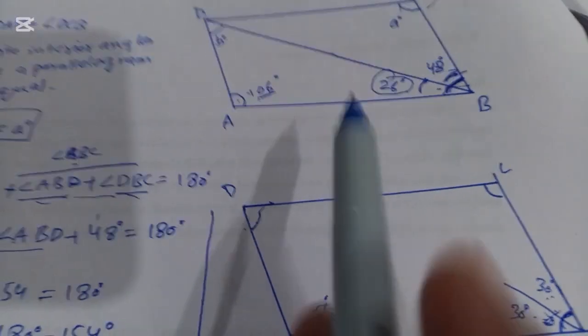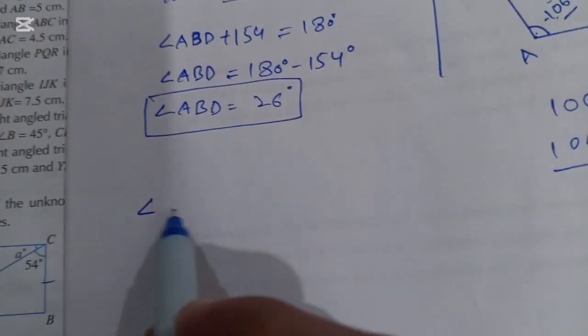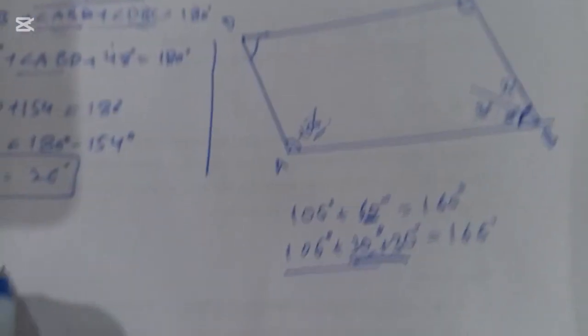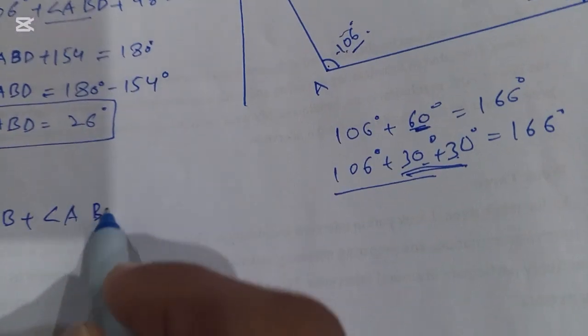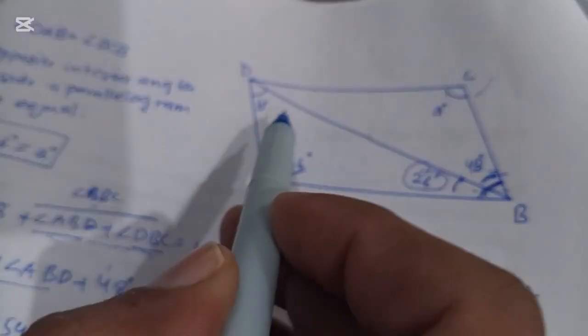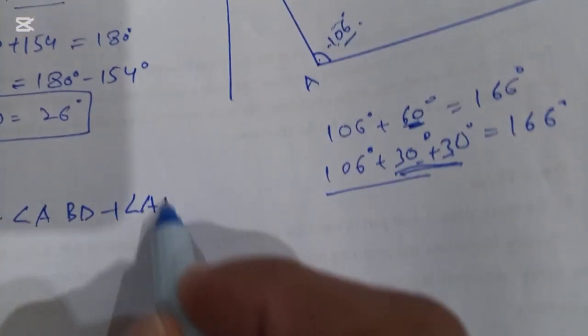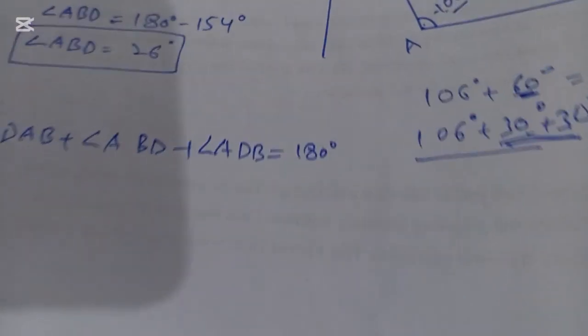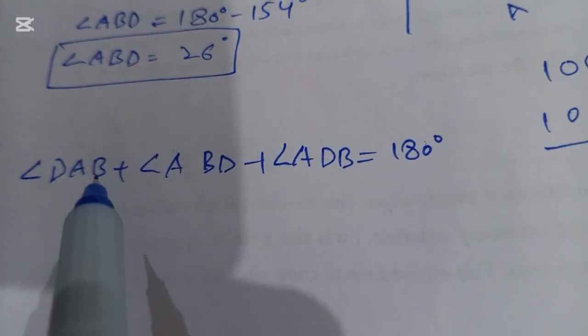Moving on, what we will do is we will write angle DAB plus angle ABD, this one angle A, B and D, plus this one angle, angle ADB equals 180 degrees, right? Now moving on, are we given the value of DAB, right? Yes, of course, we are given the value of DAB as here, DAB, that is 106 degrees.